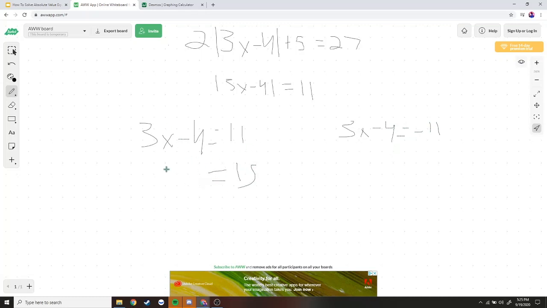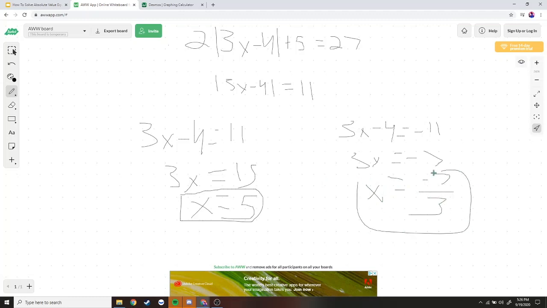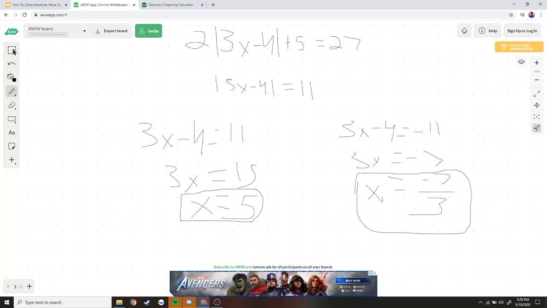So that becomes 15 is equal to 3x. We divide the 3 on both sides and end up with x is equal to 5. And on the other side, we bring this negative 4 on the other side. We're adding 4. If you add 4 to negative 11, we get negative 7 is equal to 3x. And then we want to bring this 3 to the other side, so we're going to divide by 3 on both sides. x is equal to negative 7 over 3. So these are two answers: x is equal to 5 and x is equal to negative 7 over 3.